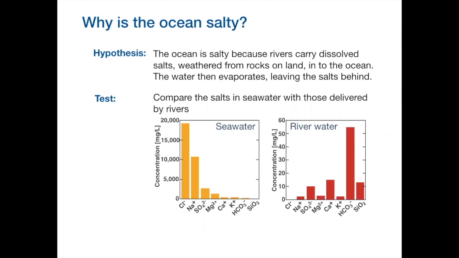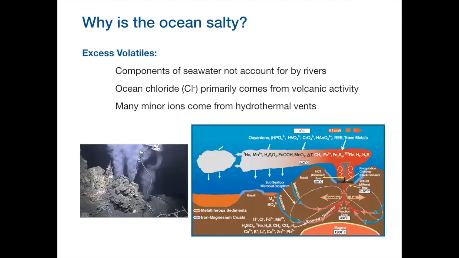You'll notice that there's no chlorine coming out of river water, but there's a huge amount of it in the ocean. So the concentrations in the river are obviously much lower than in the ocean, but that's not actually important in terms of can the rivers supply us with the ions we need. So the conclusion is that river input is very important, but it's not the whole story. It can't account for the chlorine we see in the ocean. So there's this concept of excess volatiles. So these are the components of seawater, most notably chlorine, that do not come from rivers.